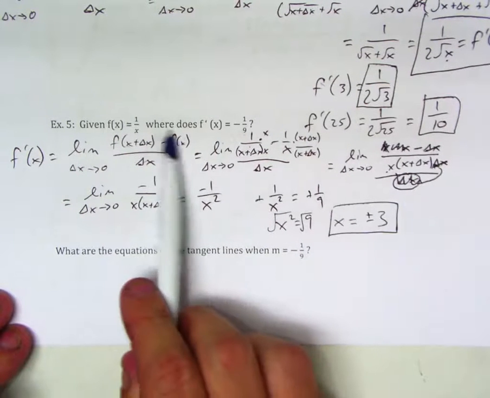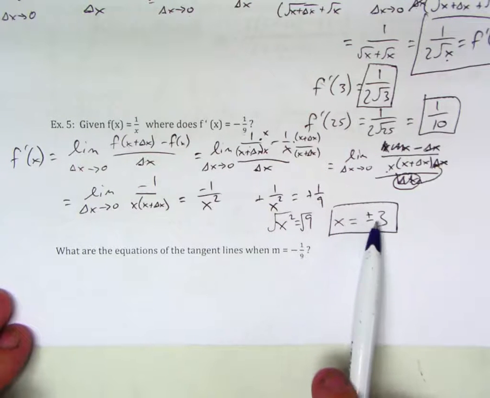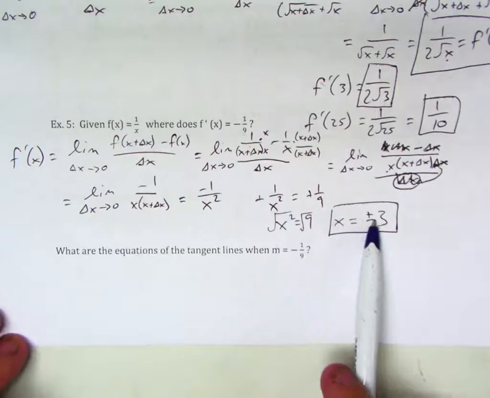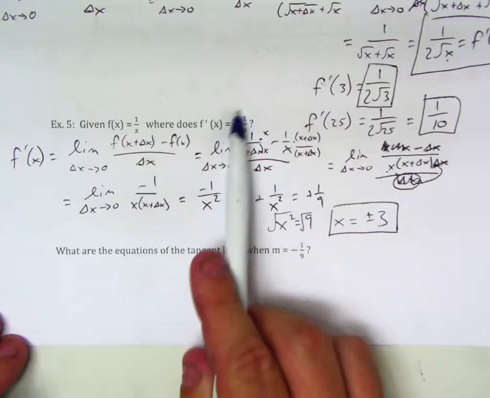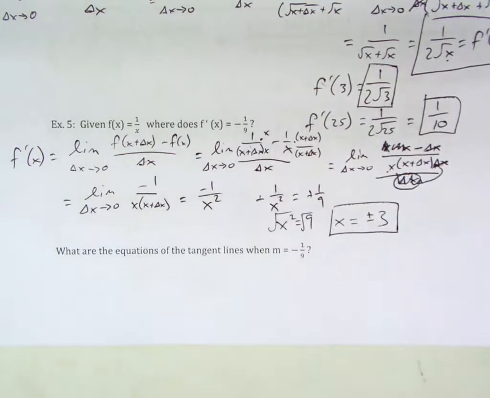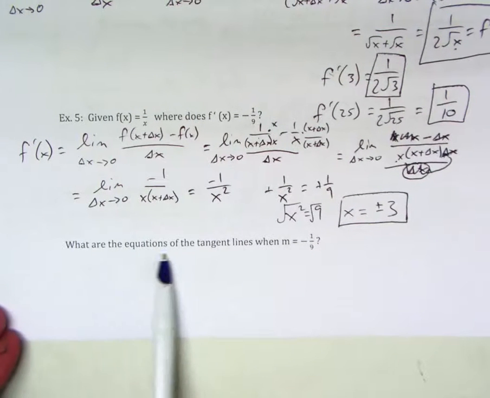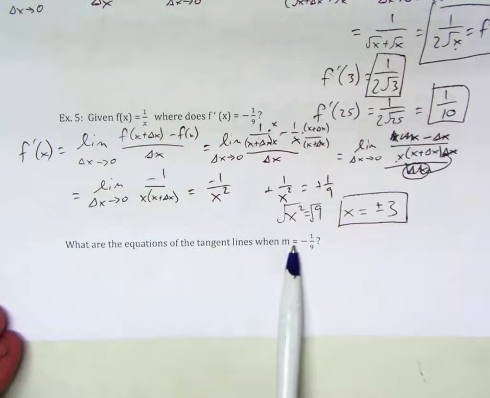So it said, where does the derivative equal negative 1/9? At the x values of 3 and negative 3. So when x is 3, the slope of the tangent line is negative 1/9. When x is negative 3, slope of the tangent line is negative 1/9. All right, last question. Long notes, I know. Hopefully it's making sense. Great e-learning day, baby. What are the equations of the tangent lines when the slope is negative 1/9?